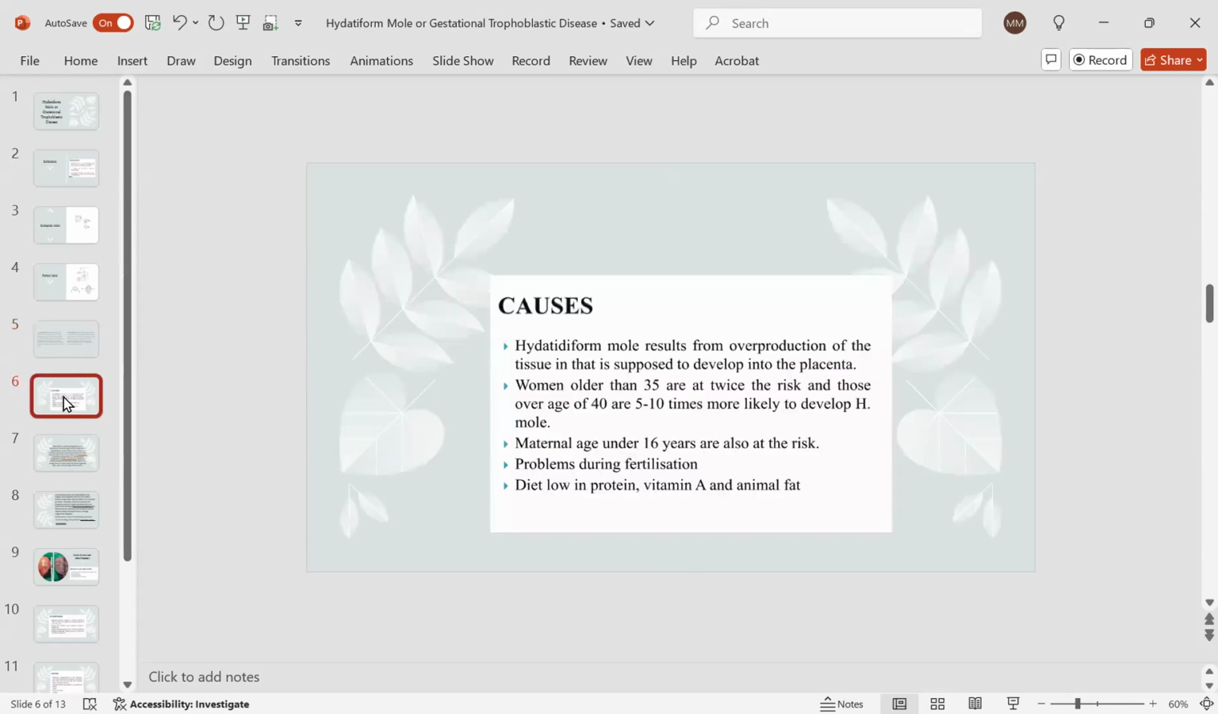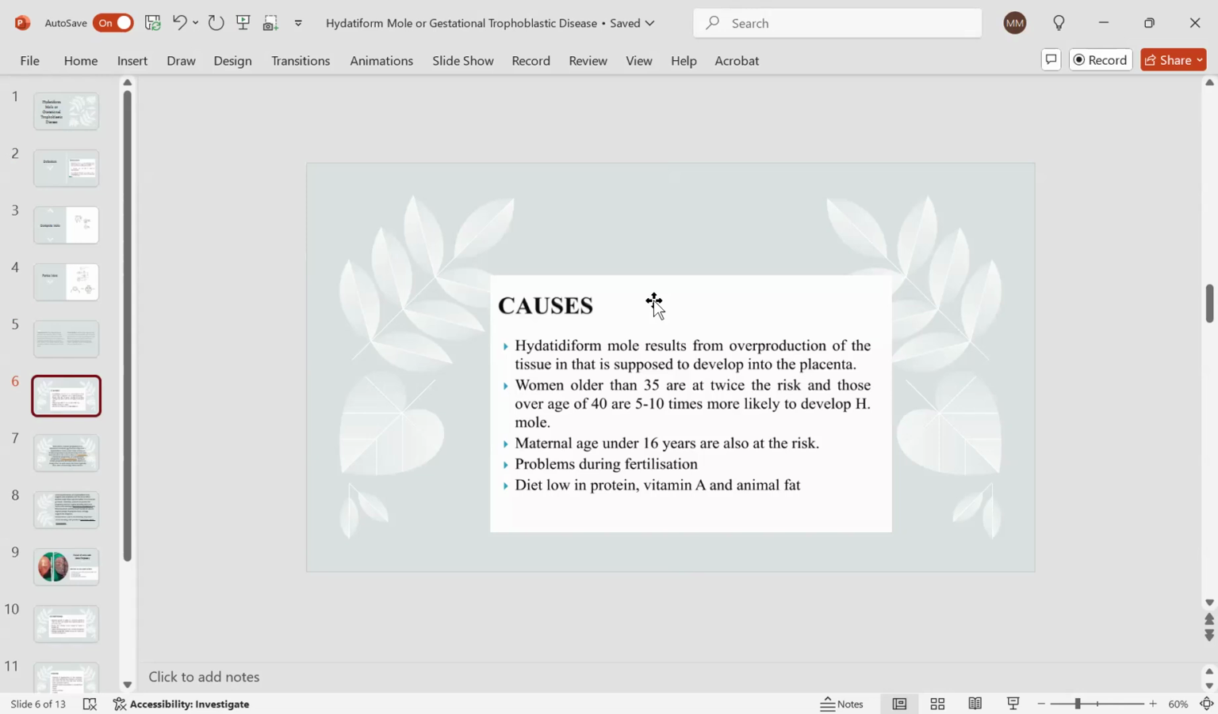Okay. So what are the causes? It results from the overproduction of tissue that's supposed to be the placenta, but it's really not. It's not viable placental tissue. Older women over 35 have double the risk. Over 40, they're 5 to 10 times more likely. So that's bad odds. And if you're under 16 and get pregnant, you're at risk also. And other causes are, during the fertilization process, like I said, if a two-headed sperm fertilizes an egg, from the word go, that's a problem because it's not going to result in a good viable pregnancy.